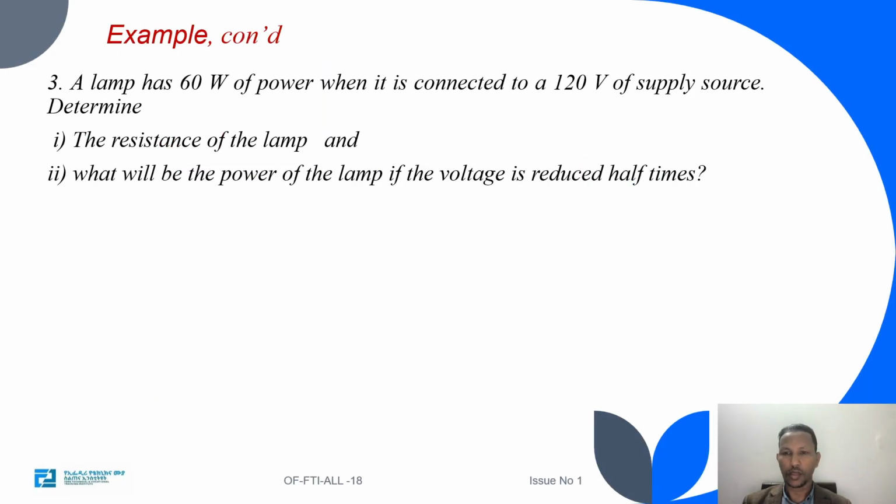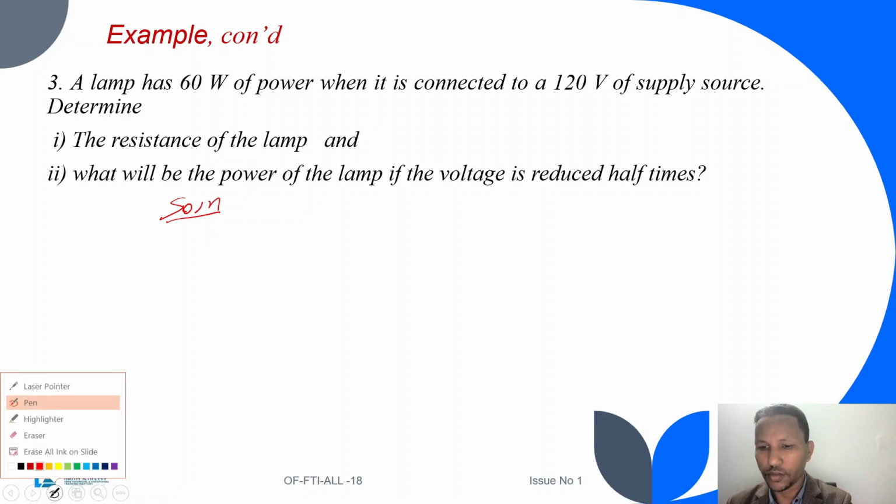The third example says that a lamp has 60 watt power when it is connected to a 120 volt supply source. We are asked to determine the resistance of the lamp, and what will be the power of the lamp if the voltage is reduced by half. Okay, let's have the solution.